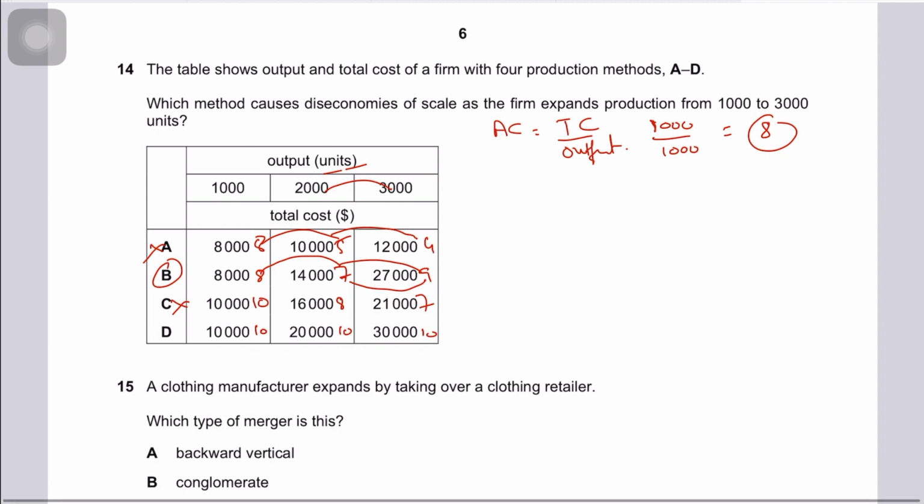Which method causes diseconomies of scale if the firm expands production from 1,000 to 3,000? So if it expands production from 1,000 to 3,000, first to 2,000 units and then to 3,000 units, initially it falls from 8 to 7, but then after 2,000 units, diseconomies of scale set in. So answer B is the correct answer.